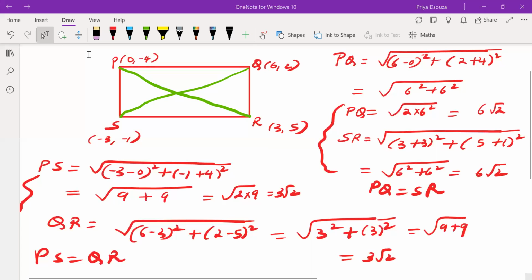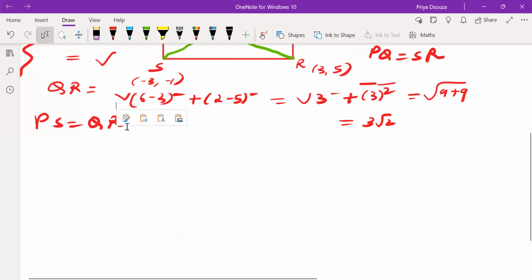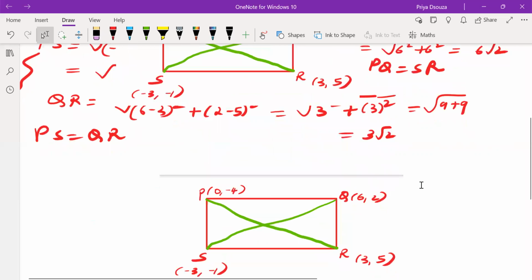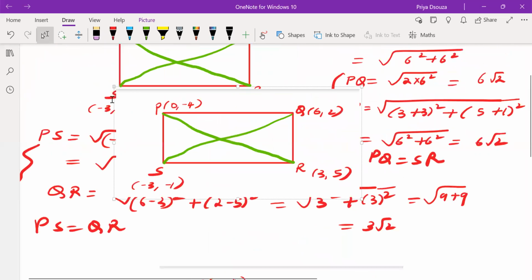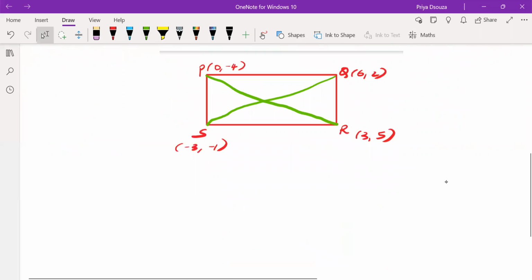Okay. So I'm just going to get this figure again down. Okay, so I've just put the figure down, so it's easy for me to relate to this. I can just remove this, not required. Okay, so now let me find PR.